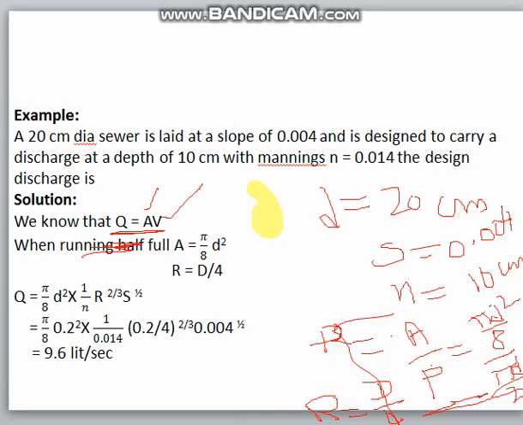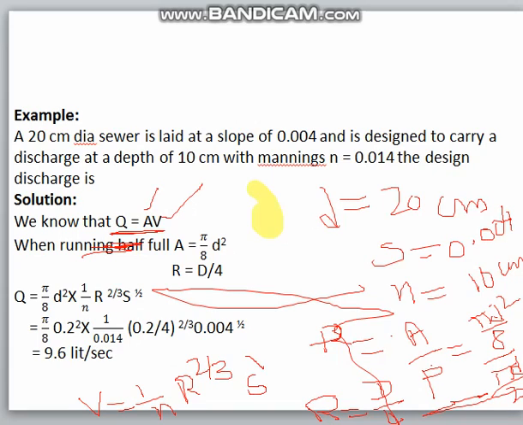By substituting these values, Q is equal to pi d square by 8 into 1 by n R power 2 by 3 S power 1 by 2. So V is equal to 1 by n R power 2 by 3 S power 1 by 2. By using this Manning's formula, we can substitute here, and we get the discharge as 9.6 liters per second.